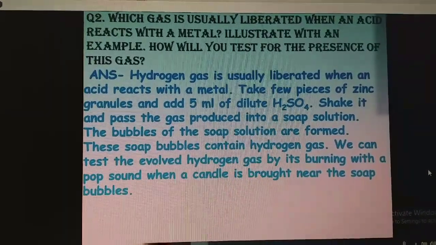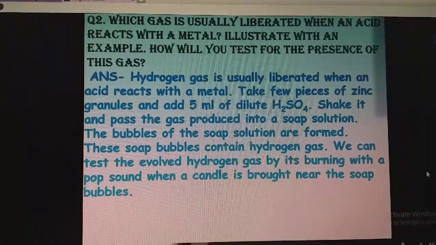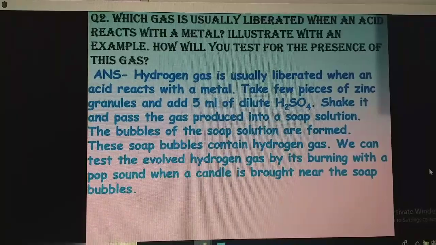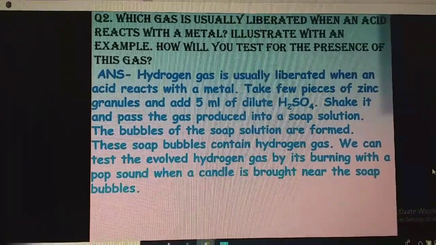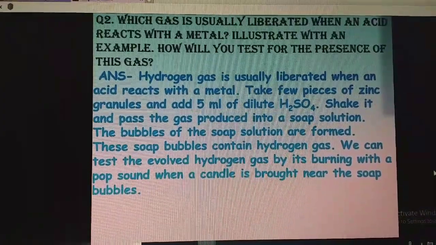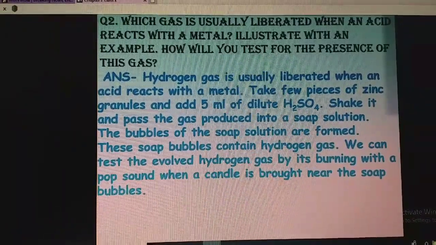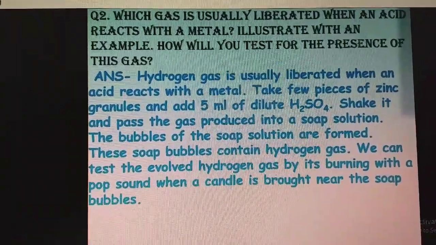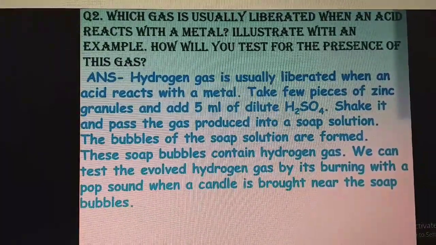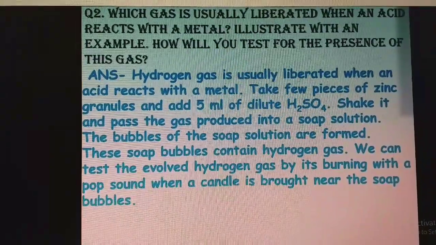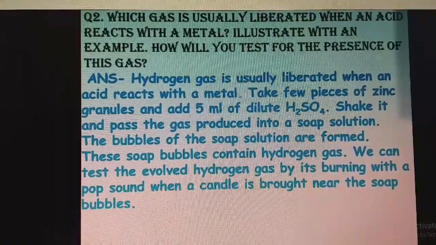Next, which gas is usually liberated when an acid reacts with a metal? Illustrate with an example. How will you test for the presence of the gas? Hydrogen gas is usually liberated when acid reacts with a metal. Already we discussed zinc plus dilute sulfuric acid. And how will you test that hydrogen gas? When you pass it through a soap solution and keep a burning matchstick or a splinter near it, it bursts with a pop sound. That is an indication of the liberation of hydrogen gas. Same activity you can write here. I think you can go through these answers.